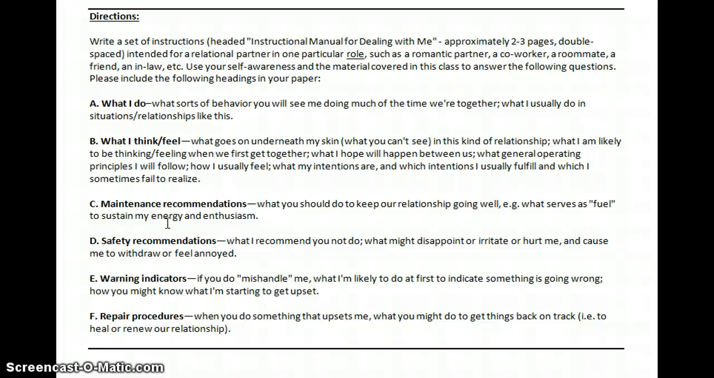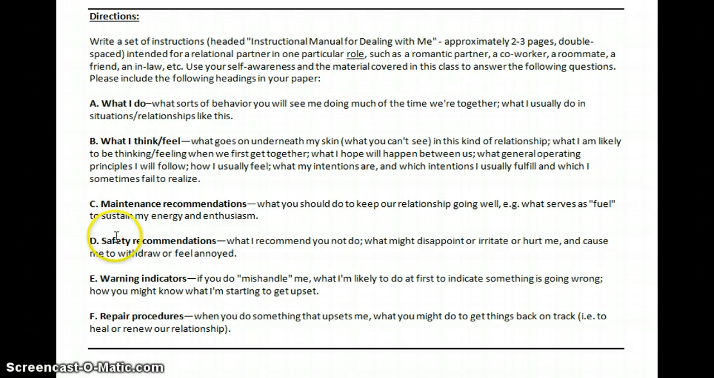What sort of behaviors, or what sort of nonverbal and verbal things, can you see that will help you know that I'm upset? The last section for this paper is called Repair Procedures, and this is what I'm asking you to do if something does upset me, what you might do as my relational partner to get back on track. How can we heal? How can we renew the relationship?